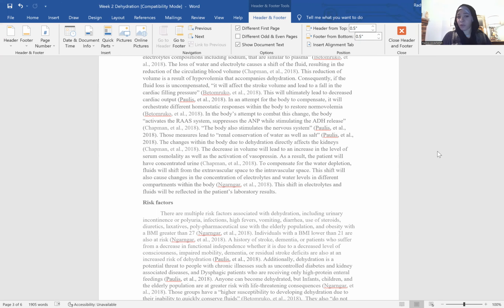To compensate for the water depletion, fluids will shift from the extravascular space to the intravascular space. This shift will also cause change in the concentration of electrolytes and water levels in different compartments within the body. This shift in electrolytes and fluids will be reflected in the patient's lab results.